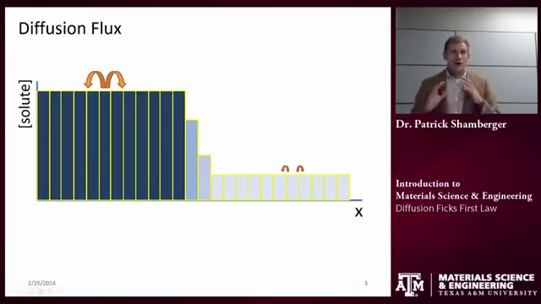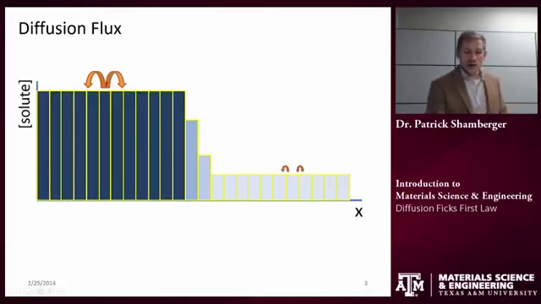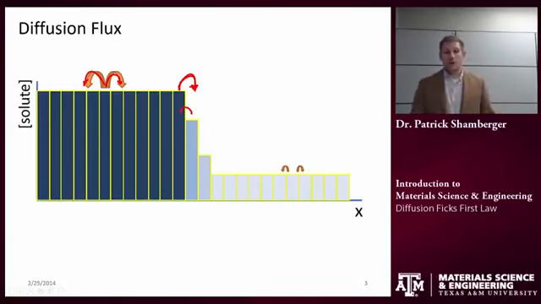Now remember, on an atomic scale, all those atoms are moving around randomly. They're equally likely to move to the right or to the left. But what is changing our compositional gradient here is the fact that if I do have a gradient, I'm more likely to move downhill than I am to move uphill.